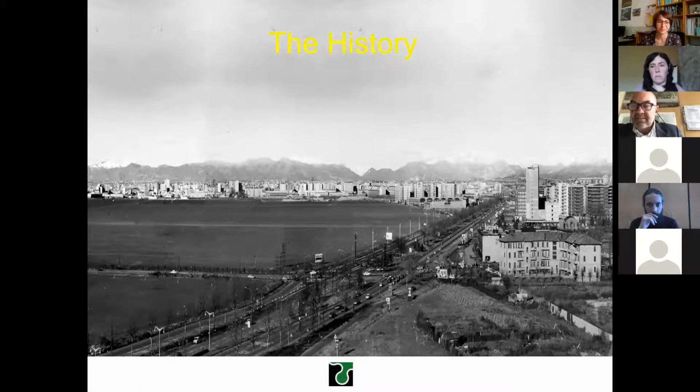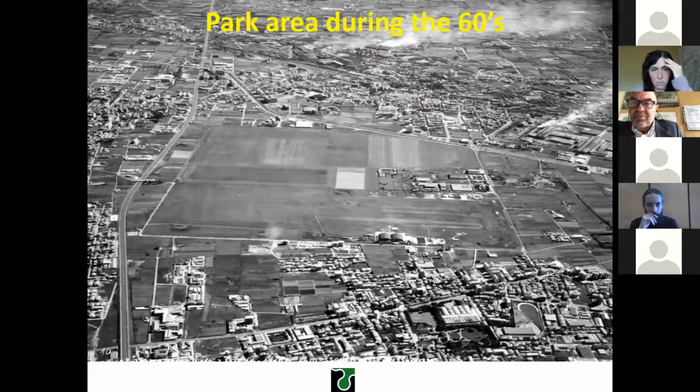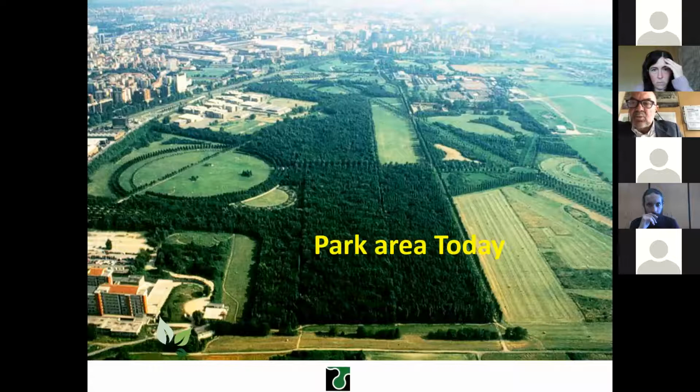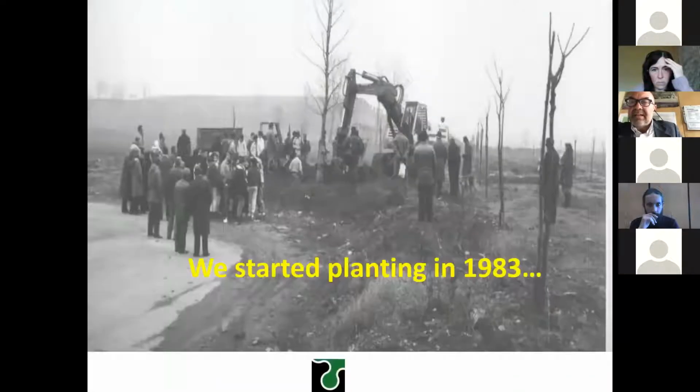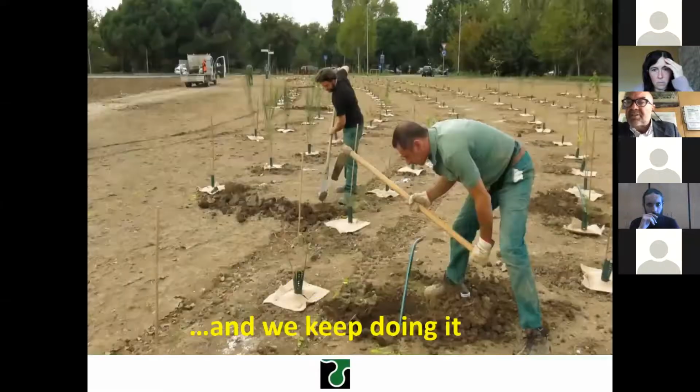Okay, it works. Welcome. And the history of the park starts in 1983, when in the abandoned area, the ex-industrial areas, we tried to plant some trees. That is the situation in the 60s, and this is the situation now. And we started planting the first plants in 1983.